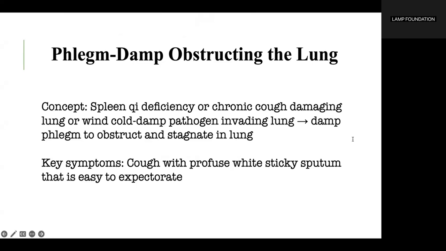This is due to spleen chi deficiency or chronic cough damaging the lung, or a wind cold damp pathogen invading the lung, all of which lead the damp phlegm to obstruct and stagnate in the lung. Key symptoms: cough with profuse white sticky sputum that is easy to expectorate.